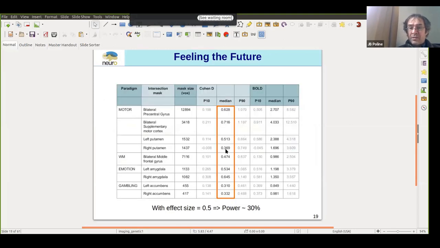To show that it is a large effect, they look at the median effect size in the HCP data set, the Human Connectome Project data set, for various functional MRI paradigms: the motor, working memory, emotion, gambling. They look at the median effect size in the most responding region. And that median effect size, even for motor, is 0.7, 0.6, and for things that are a bit less obvious, it's 0.3, 0.5. So clearly we don't have the power to detect things with the number of participants that are usually taken in a neuroimaging experiment.